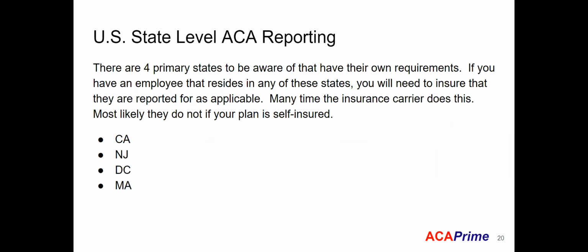US state level reporting, we handle this automatically as necessary. These are the 4 primary states that require it. This typically is all done in bulk in March or April timeframe. For California, New Jersey, DC, and Massachusetts, ACA Prime extracts all the data needed from the federal, reformats it, and uploads it for you.